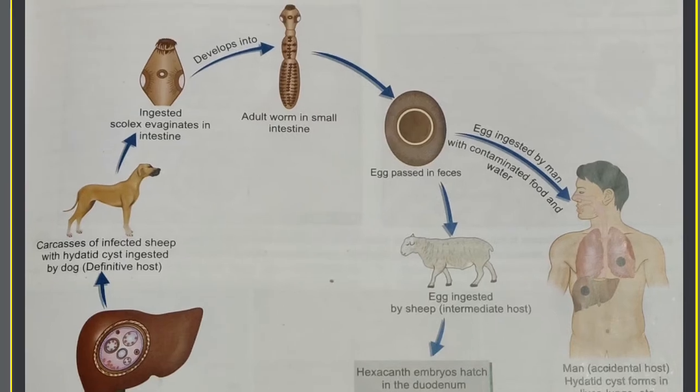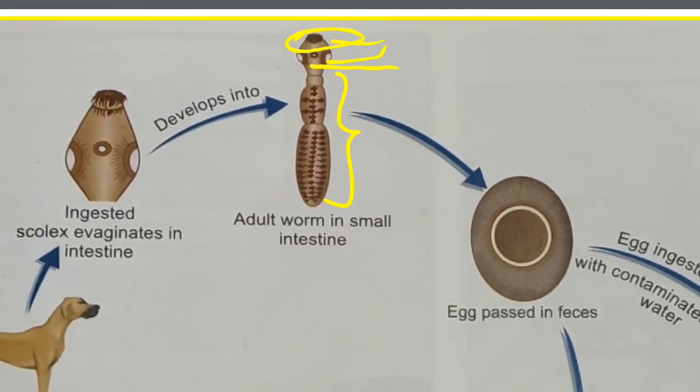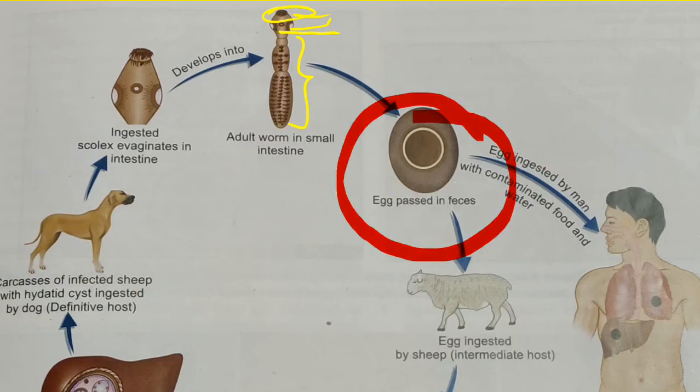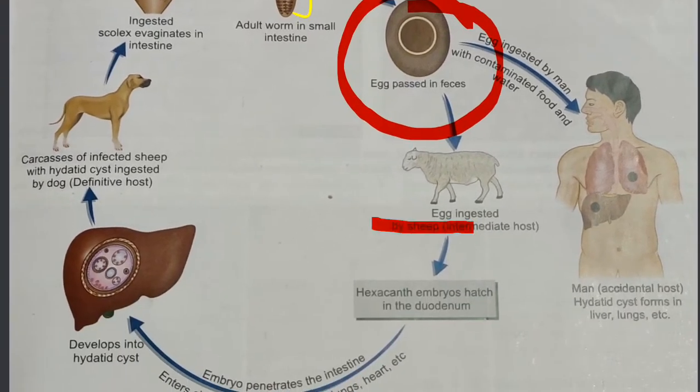This is the adult worm, friends. It has a scolex, a neck, and 3 proglottids. This is the scolex, and it has 4 suckers and 2 rows of hooklets in the rostellum. This is the neck, which is shorter, and it has 3 proglottids. This is the adult worm which resides in the small intestine of the dog, and eggs are liberated in the feces of dogs. These eggs are ingested either by sheep or by man.